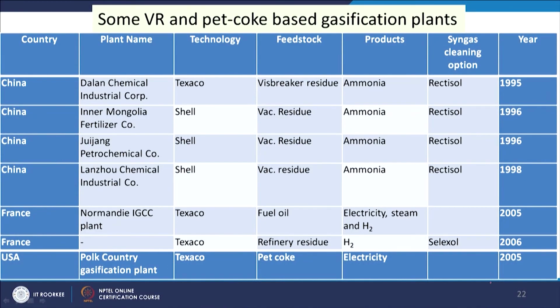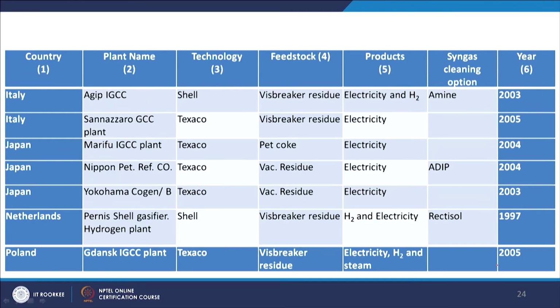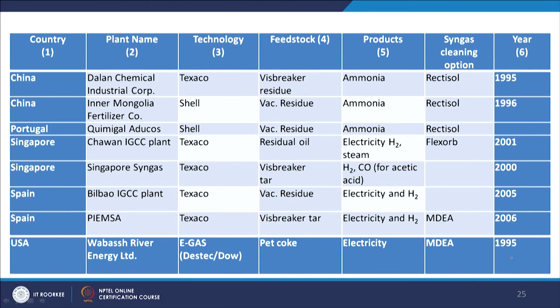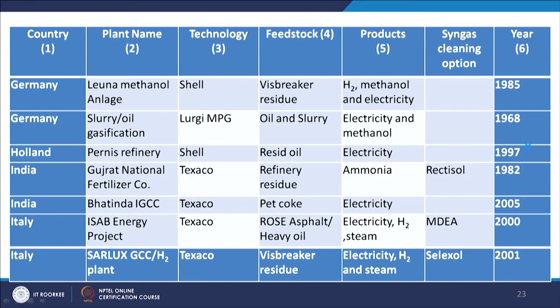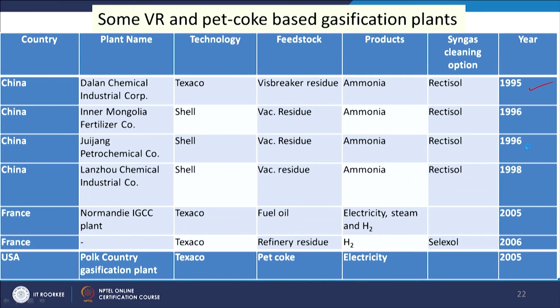Now, we will see some examples of gasification plants based on this VR and pet coke. So, around the world there are a number of plants, but this gasification technology is not a very old one for pet coke. You see, it started from 1995 and 2005 like this, and in many countries around the globe the gasification of vacuum residue and pet coke is implemented and applied.